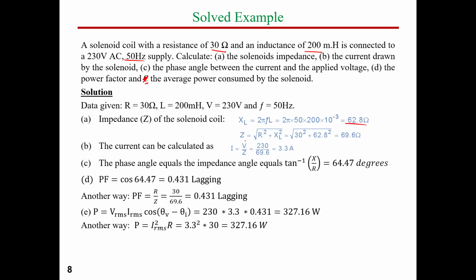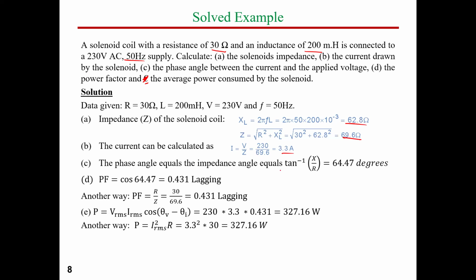Then the impedance Z as absolute value equals square root of R square plus XL square. So 30 square plus 62.8 square. So this is the amount of impedance we have here. So the current I equals V divided by Z. So 230 divided by 69.6. So this is the current absorbed.